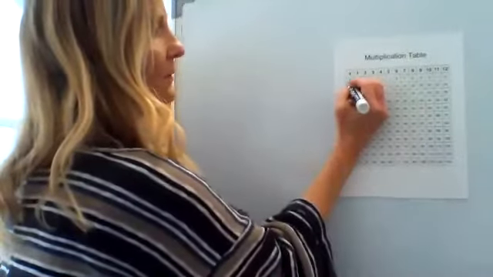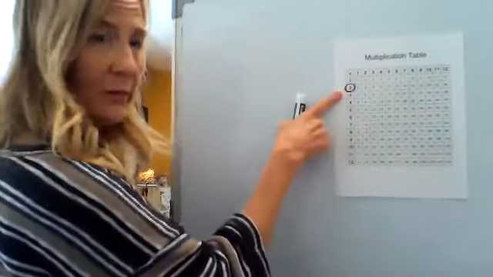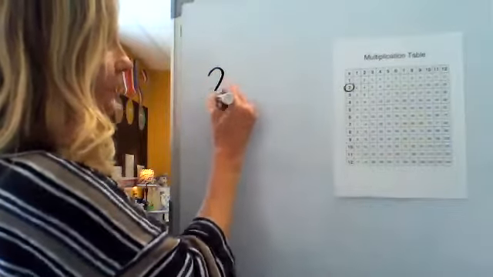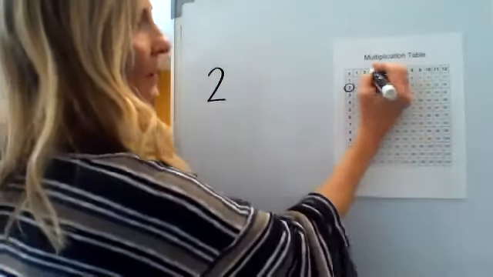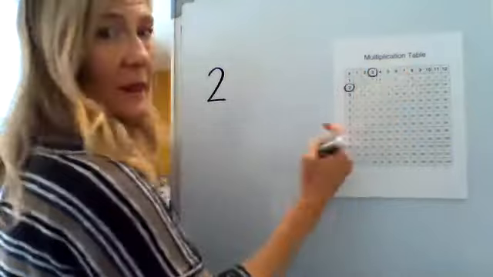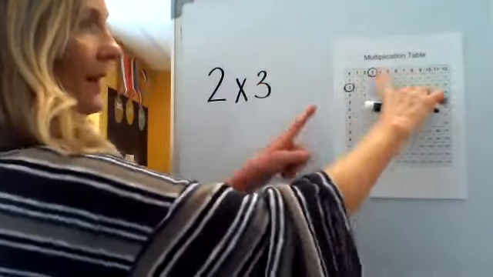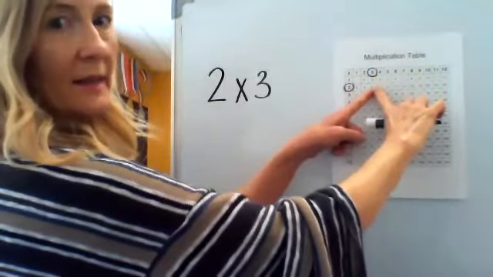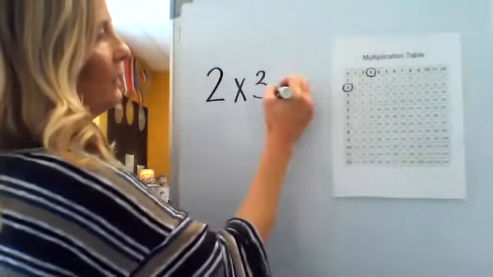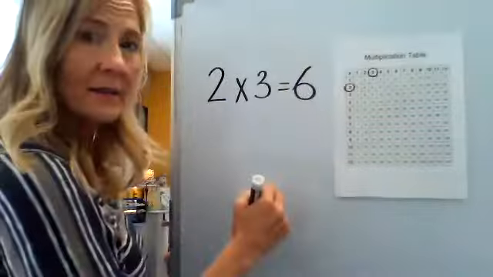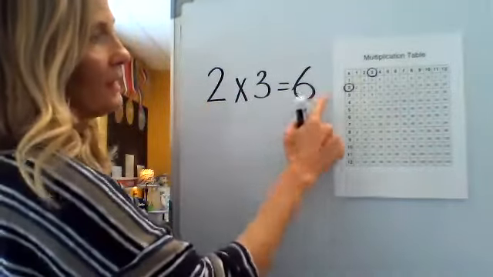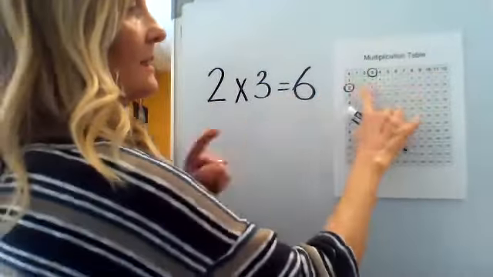So you have numbers along the sides, and those numbers are your factors. For instance, let's do some 2. One factor would be 2, and that tells me how many groups I have. And the other factor could be 3. So 2 groups of 3. And then I can come together and you'll see that you'll land on the product. 2 groups of 3 is 6.